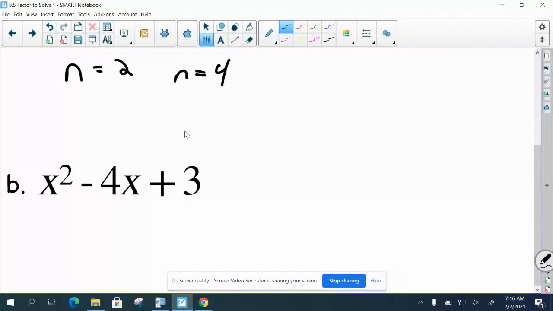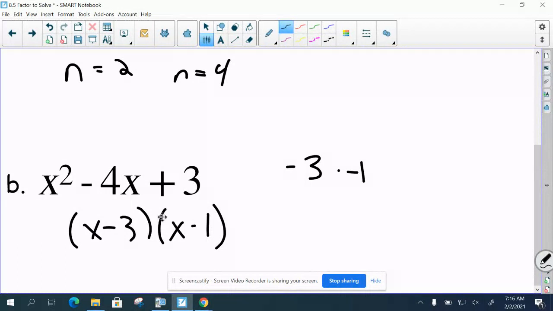All right, let's do this one down here. So the only factors of 3 are 3 and 1, but since the middle term is negative, and the last term is positive, that means they're both going to be negative. So we would have x minus 3 times x minus 1. Once again, it doesn't matter the order that you put them in.